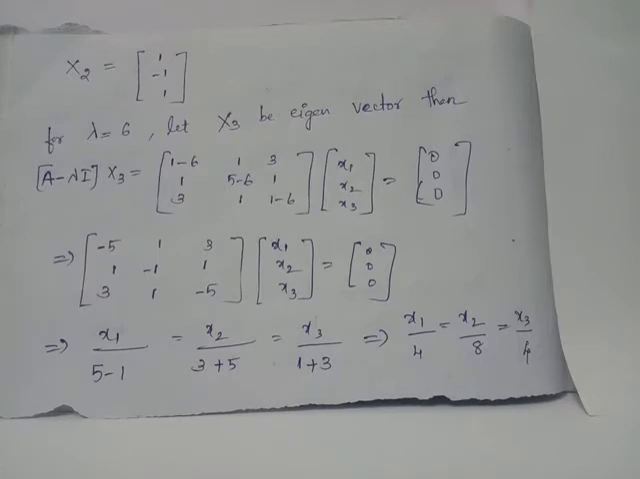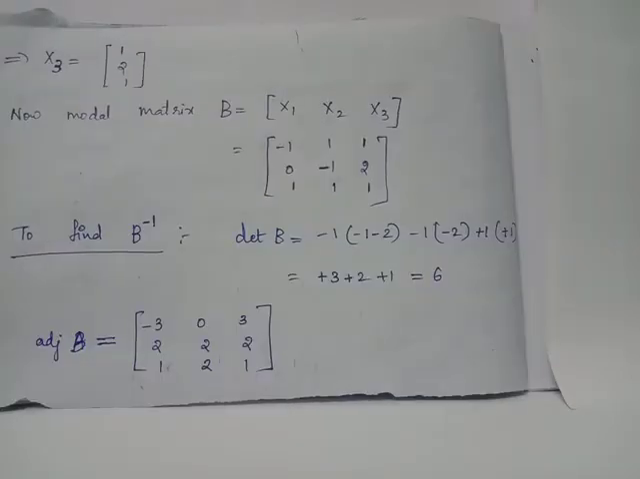Similarly, for the eigenvalue lambda equals 6, we assume x3 is the eigenvector, and using the same shortcut method, we have values for x1, x2, x3 given by 1, 2, 1 respectively. The required model matrix B is the matrix whose columns are the eigenvectors x1, x2, x3 we just now evaluated, and we get the model matrix B.